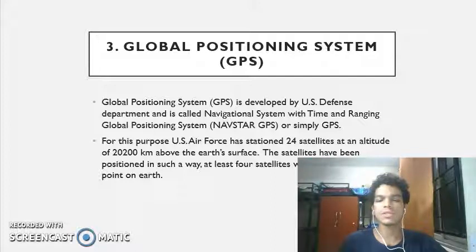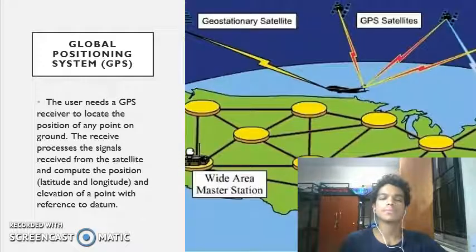Next is the Global Positioning System, or GPS. It is commonly used in mobile phones and while driving vehicles so that it can take us from point A to point B. The Global Positioning System was developed by the US Defense Department and is called the Navigational System with Time and Ranging Global Positioning System, Navstar GPS, or simply GPS.